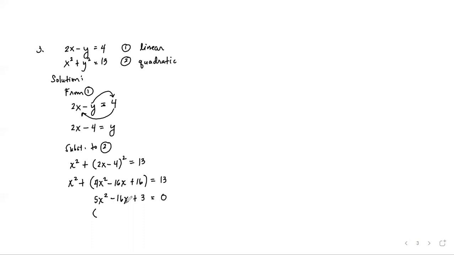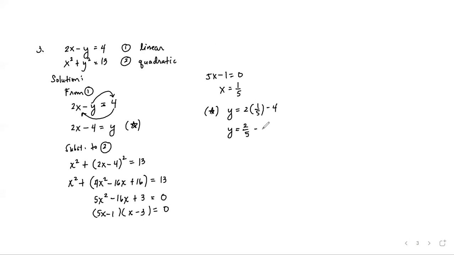So factoring this quadratic equation will give us, okay, 5x minus 1 times x minus 3. So therefore, 5x minus 1 is equal to 0, which will be x is equal to 1 over 5. And then we substitute this to the star equation. So we have y is equal to 2 times 1/5 minus 4. And simplifying, we have 2 over 5 minus 4, which is equal to negative 18 over 5.